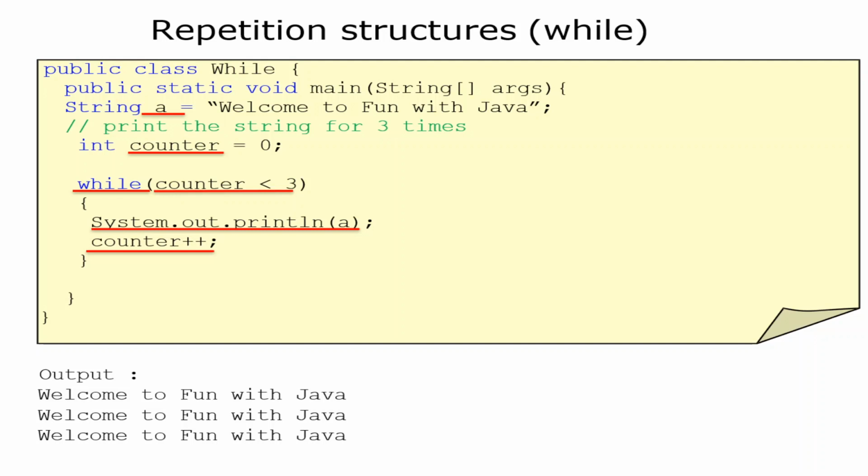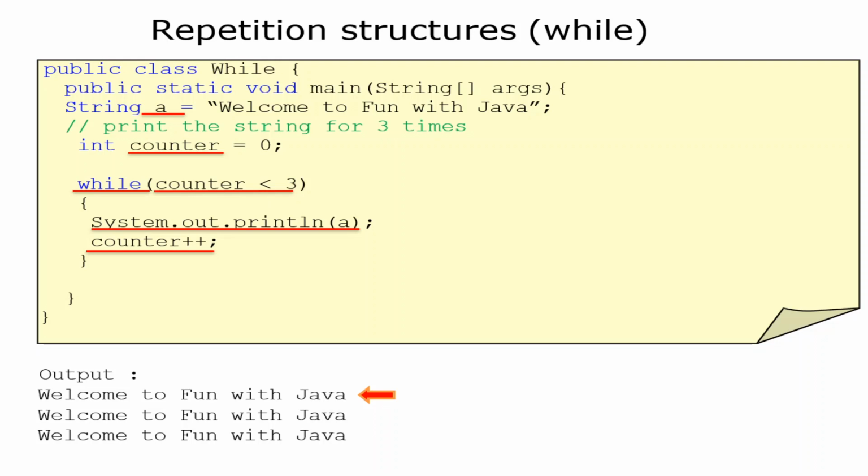First, our counter is equal to 0. Then it will check if 0 is less than 3. The answer is true. Then it proceeds to the next line, System.out.println(a), where a is our string. So it will print out "welcome to fun with Java". The next line is counter++. What does it mean? Basically, counter++ means counter = counter + 1. So now our counter is equal to 1 because at first our counter is 0. 0 plus 1 equals 1.